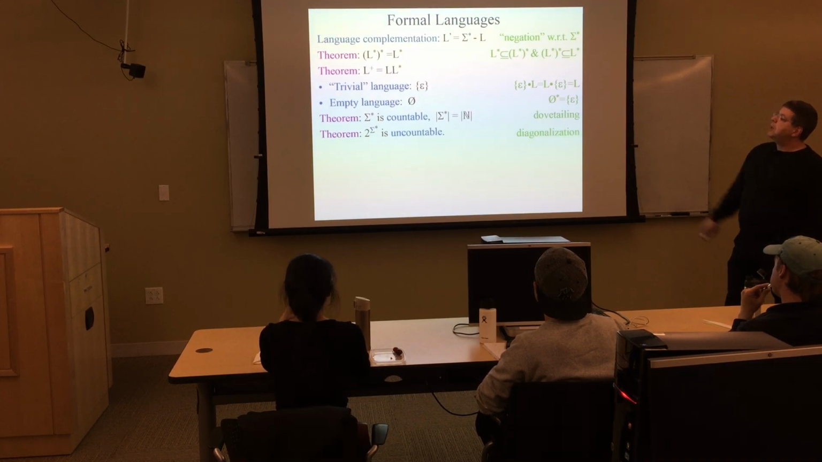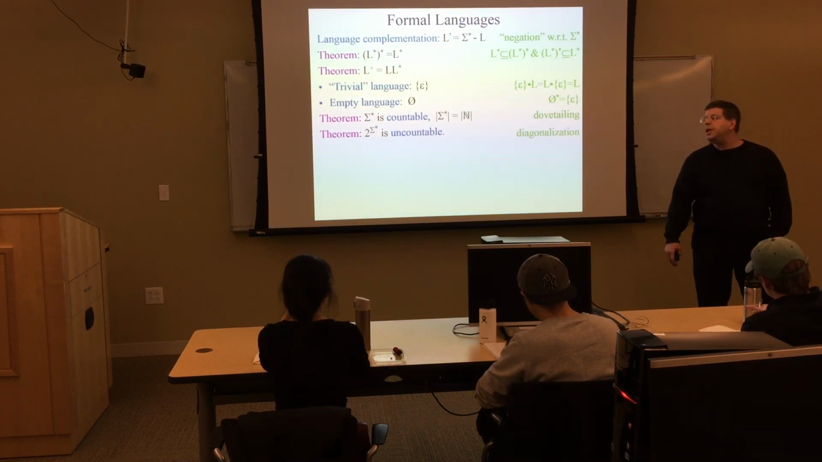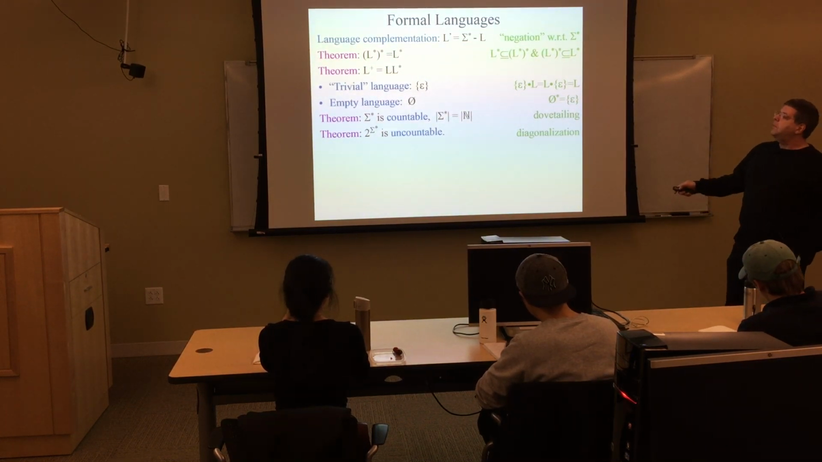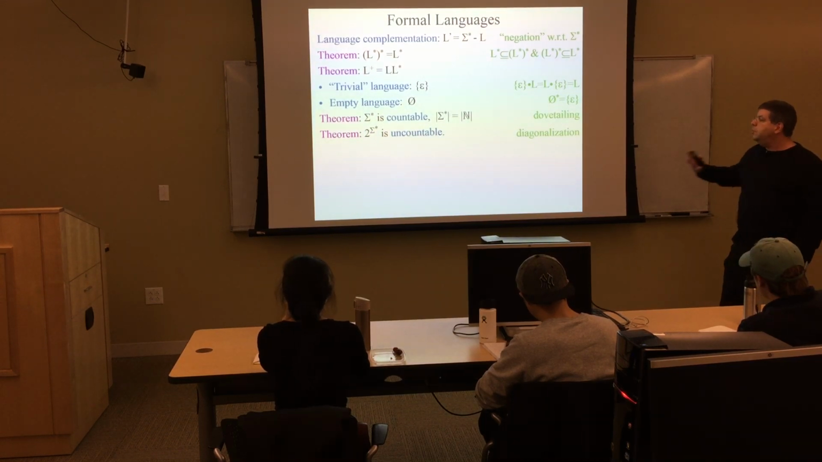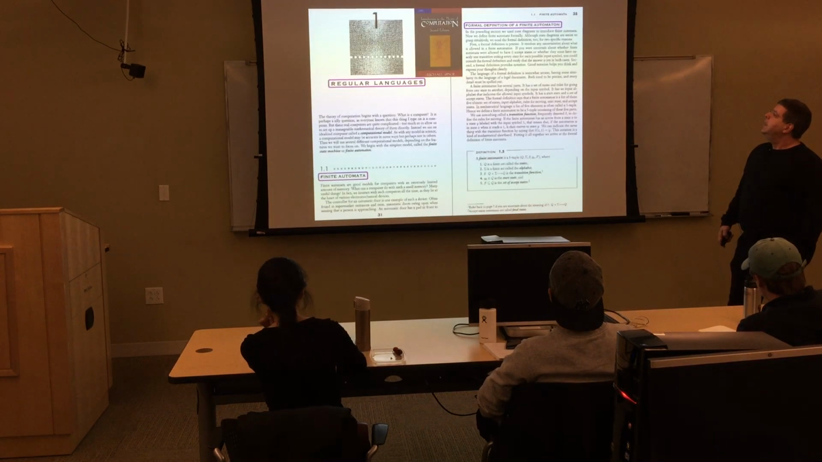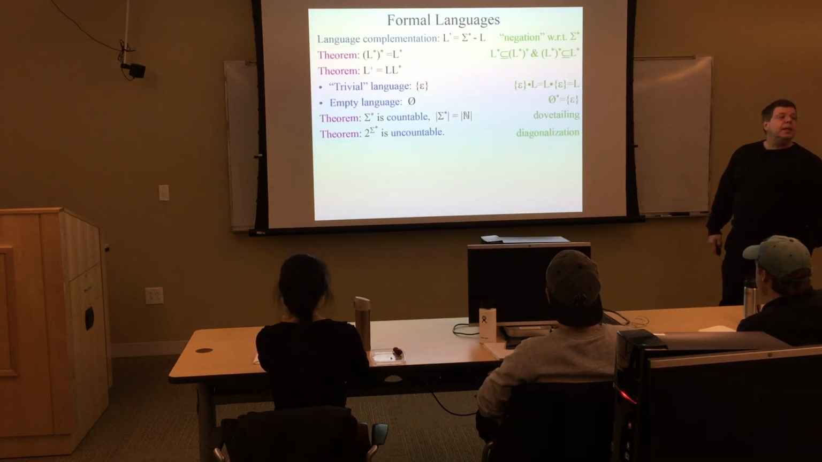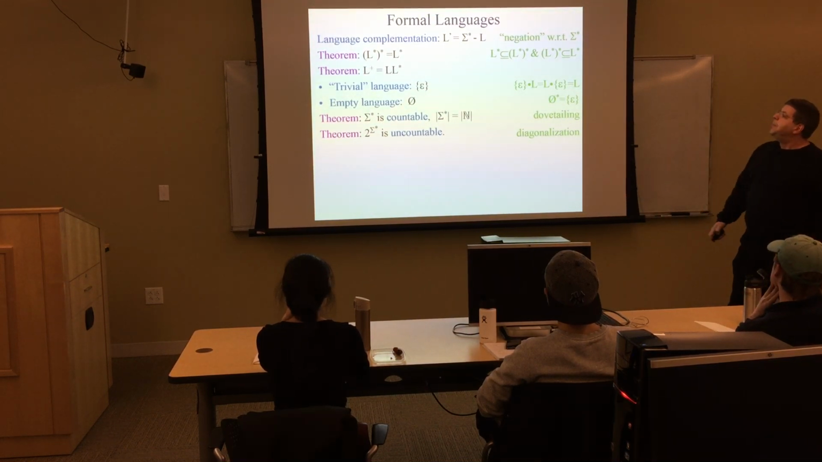Now, 2 to the sigma star, the power set of sigma star, is uncountable. You can show that by diagonalization. I'll leave it as an exercise to argue why the number of subsets of sigma star is not countable anymore. It's certainly infinite, but it's more infinite than a countable infinity. Okay, any questions about any of this so far? So far we just had some definitions, a couple of theorems, and then things will get deeper as we go forward.